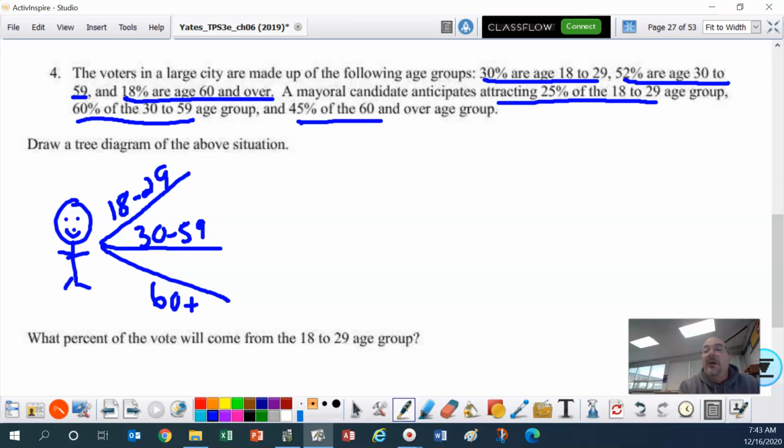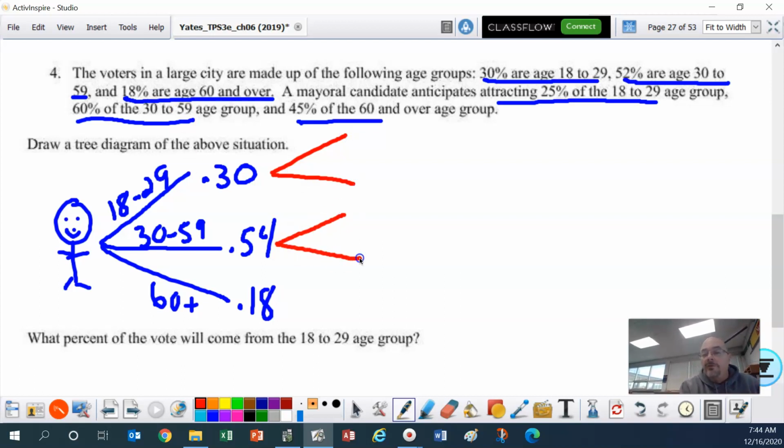Well, 30% are in this age group, so 0.30. Remember, I always use the decimal. Then 0.50 is in this age group, 54%, and 18 is in this age group. So I've got to start off with the person and how old they are. Now, this person is going to vote for somebody. Either they are going to vote for this candidate or they're not. So I'm going to put yes, no, yes, no, yes, no.